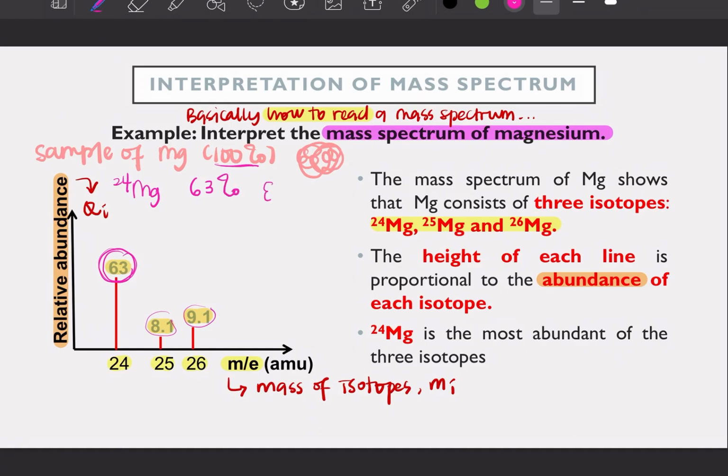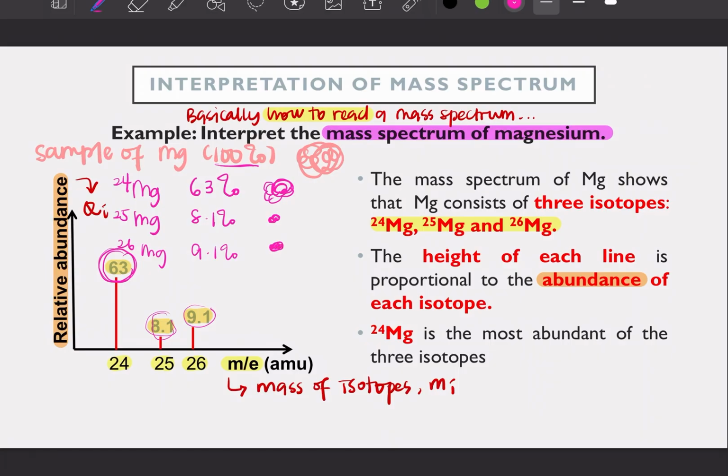Berapa banyak je daripada this 100%. Let's say dia banyak macam ni je. Okay, 63%. Okay. And then maksudnya magnesium 25 pula awak dapat berapa? You have 8.1%, lagi sikit. Okay, sangat sikit. Macam ni. So magnesium 26 you have 9.1%. Besar sikit lah. Macam tu.